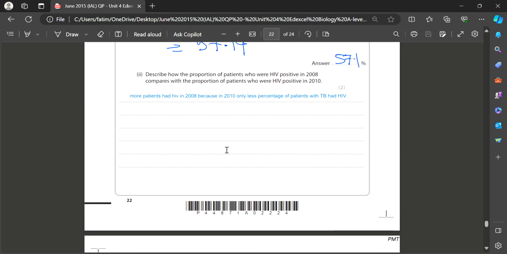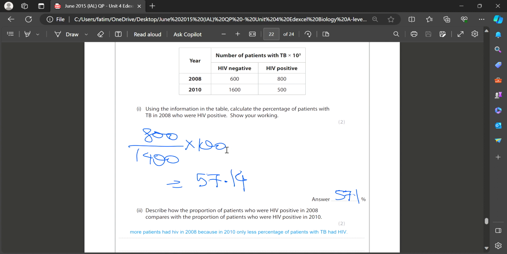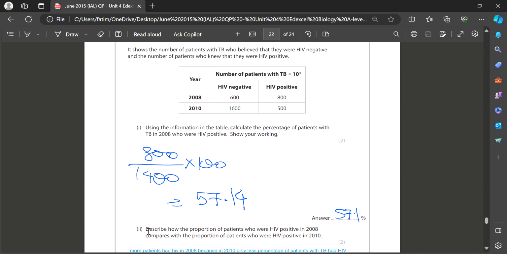So next question was describe how the proportion of patients who were HIV positive in 2008 compares with the proportion of patients who were HIV positive in 2010. So again, it says describe over here. That's the important part that we need to take away, is that it says describe. So we don't need any knowledge of HIV or TB. We don't need to mention any of that. We just need to look at the table, manipulate a few values, and just describe what's happening.